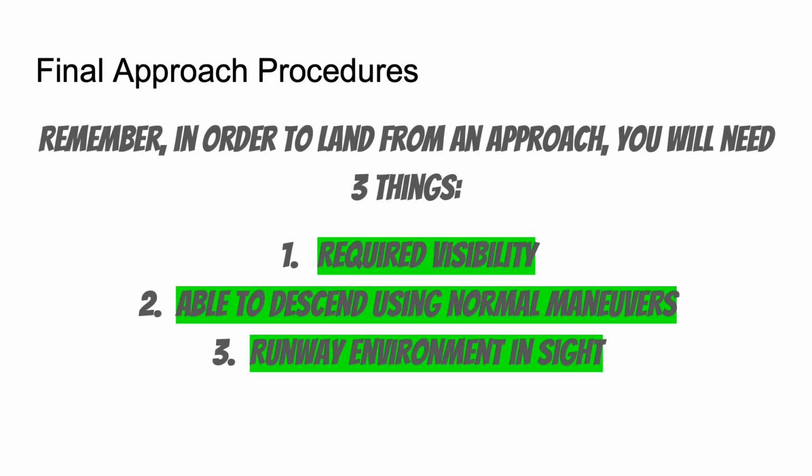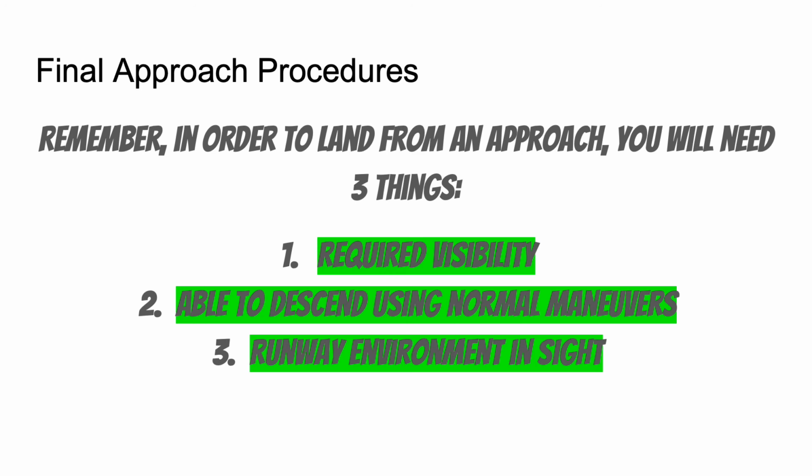Remember that in order to land, you need 3 things. The required visibility, which people forget about all the time. It's very important that you have the required visibility in the minimum section of your approach plate. Number 2 is you need to be able to descend using normal maneuvers. So you can't do radical slips or anything like that in order to get down. And 3, you have to have the runway environment in sight.